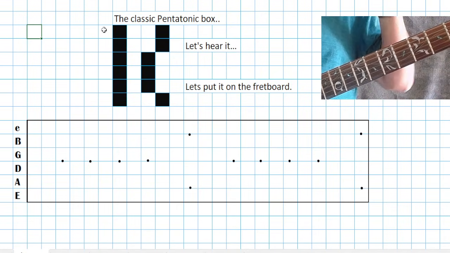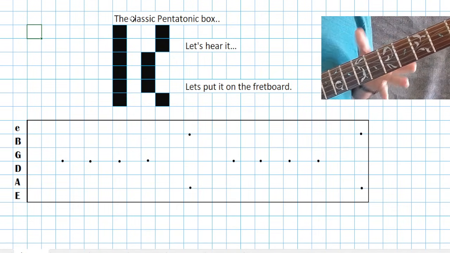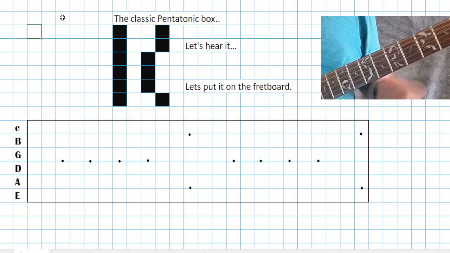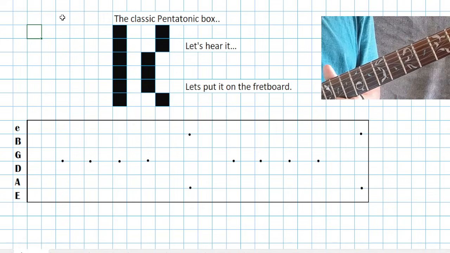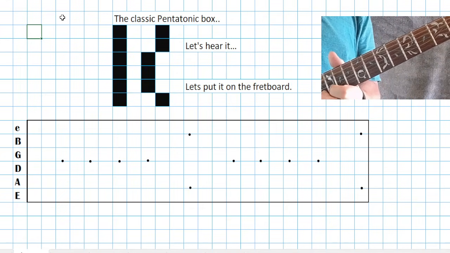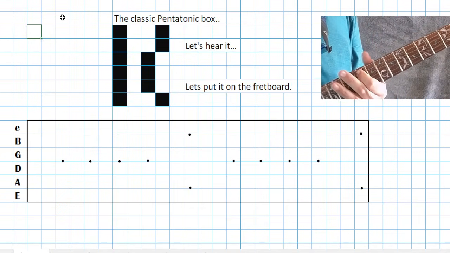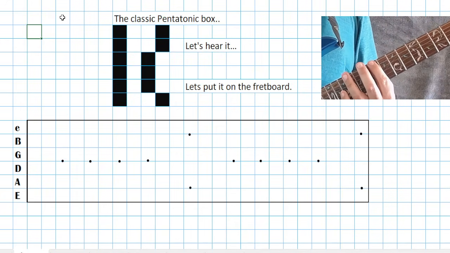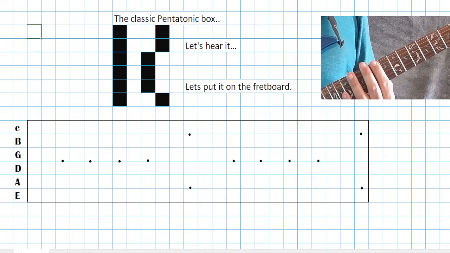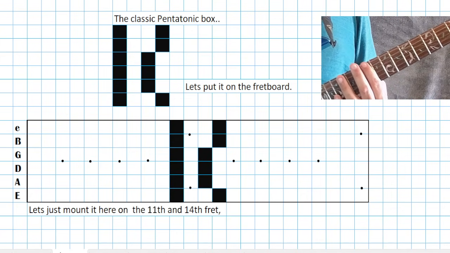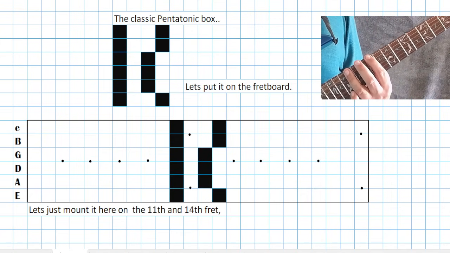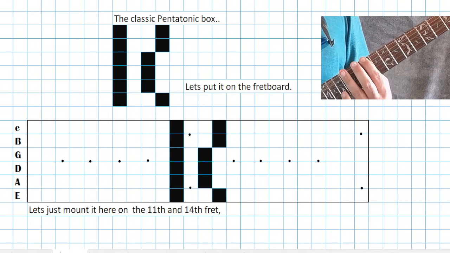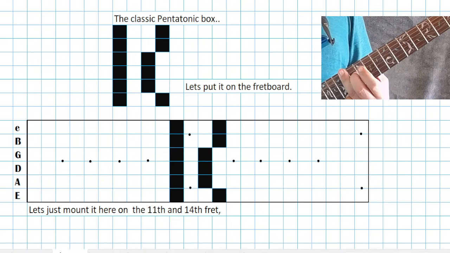But let's go way off the deep end here and start with the classic pentatonic box, for some random reason. Here we've got the classic pentatonic box. I'm going to play it up on the 11th fret, and I'll put it on the fretboard here so we can all play it together. 11, 14.